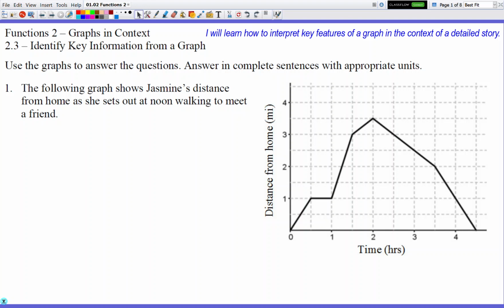Hello and welcome to Functions 2.3, Identify Key Information from a Graph. This is going to be pretty similar to the lesson that we just did, the one before it as well, where we're going to read the characteristics of a graph and answer questions.